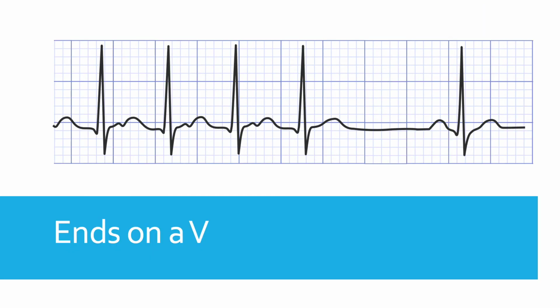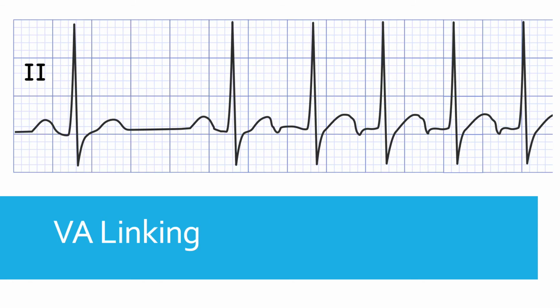This is a tracing of a narrow complex tachycardia. Next, let's talk about the concept called VA linking. Here we see two sinus beats and initiation of a narrow complex tachycardia, which has the usual differential diagnosis of AT, AVNRT, AVRT, and JT.